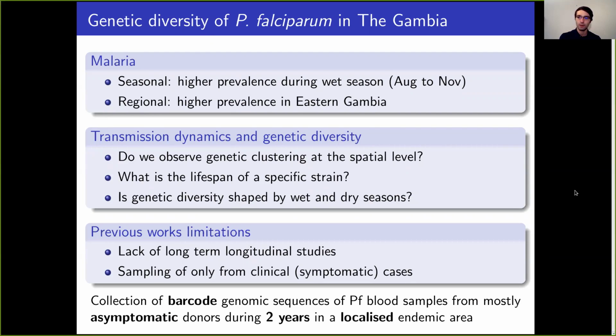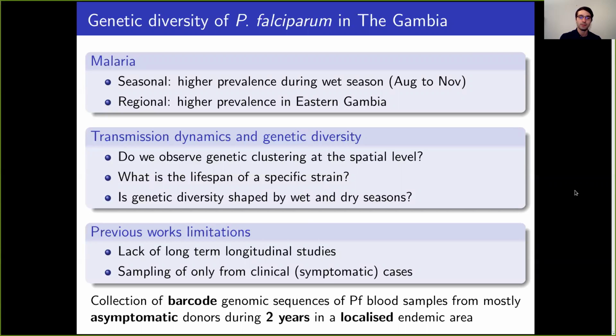Previous studies have already addressed some of these questions. However, there were some limitations. The first limitation would be the duration of the study, that could be of only 1 season or 1 year. The advantage of our study is that it lasts 2 years, so it includes 2 full cycles of wet and dry seasons.